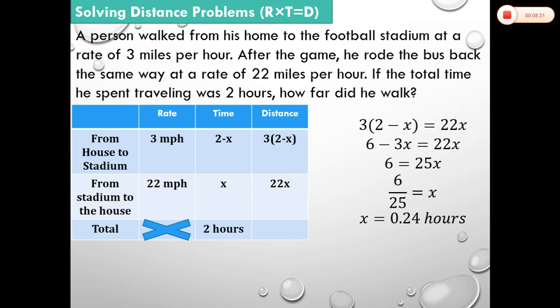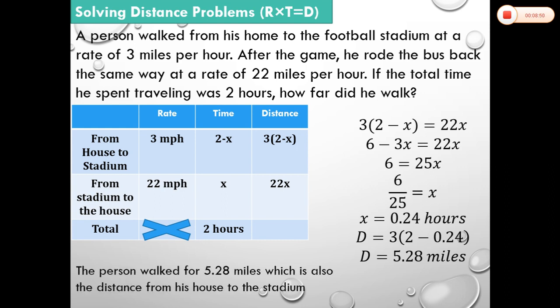Since we are asked to find how far he walked, we use this value to compute the distance. So the distance is equal to rate multiplied by the time. The distance is equal to 3 multiplied by 2 minus 0.24, which gives us 5.28 miles. Therefore, the person walked 5.28 miles, which is also the distance from his house to the stadium.